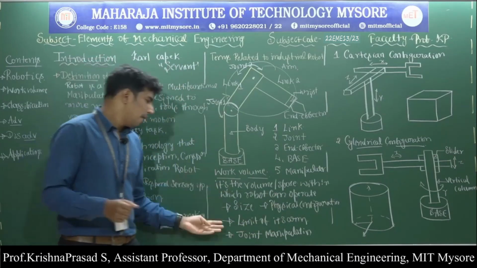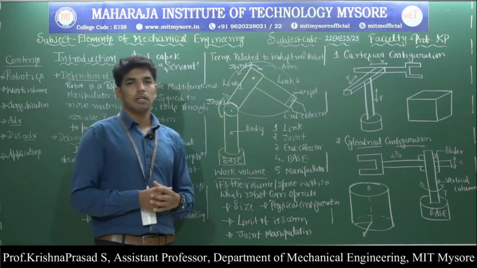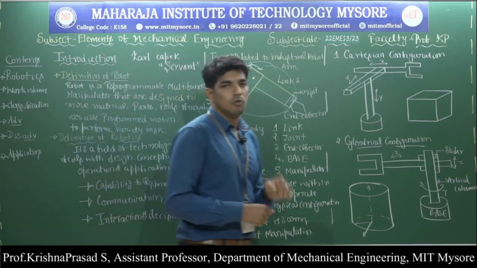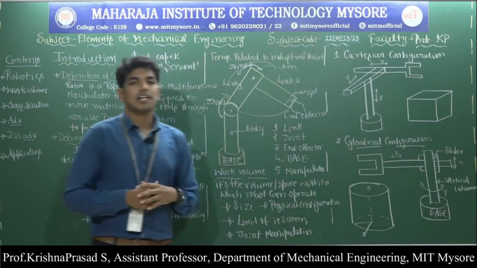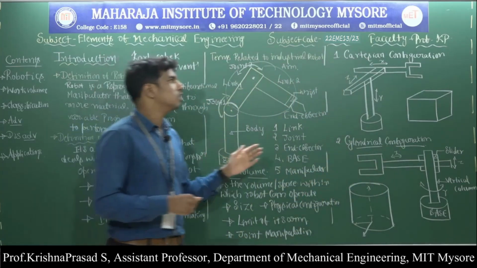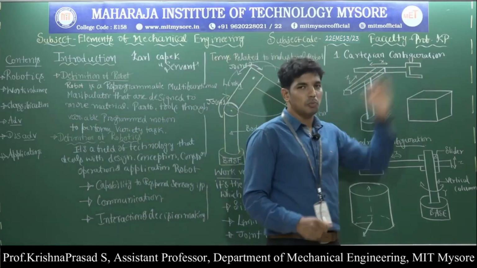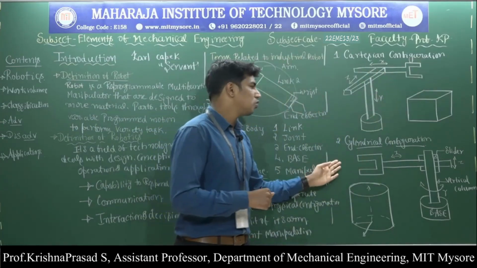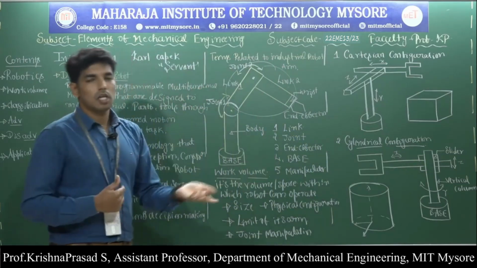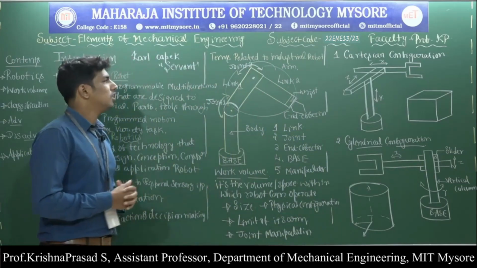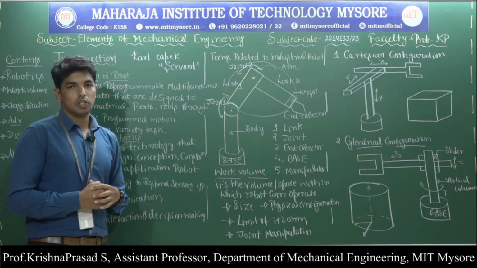Then, based on the physical configuration, the robots are classified into four types. First one, it is called Cartesian configuration robot. Second one, it is called cylindrical configuration robot. Third one, it is called polar configuration robot. And fourth one, it is called jointed arm configuration robot.